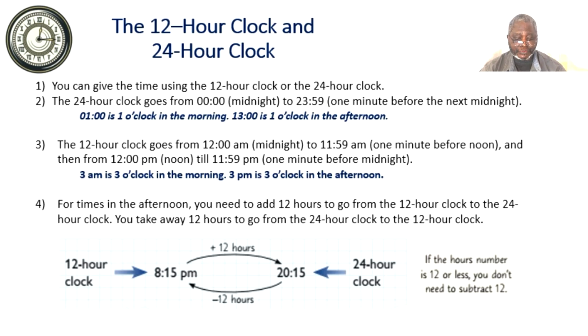For times in the afternoon, you need to add 12 hours to go from the 12-hour clock to the 24-hour clock. You take away 12 hours to go from the 24-hour clock to the 12-hour clock. Here is your diagram beneath. 12-hour clock, 8:15 p.m. You add 12 hours, that will take you to 20:15 in the 24-hour clock. And you do vice versa. From the 24-hour clock, you take 12 hours off that, and you'll have 8:15 p.m.